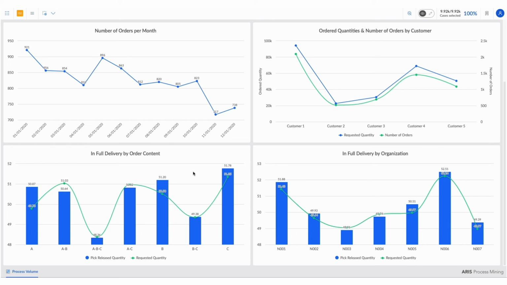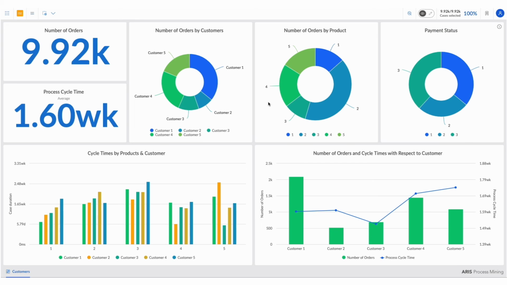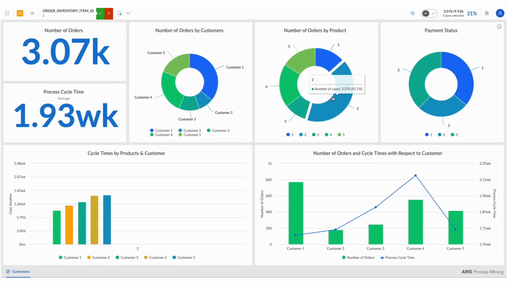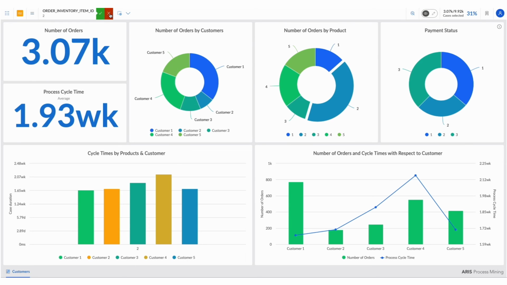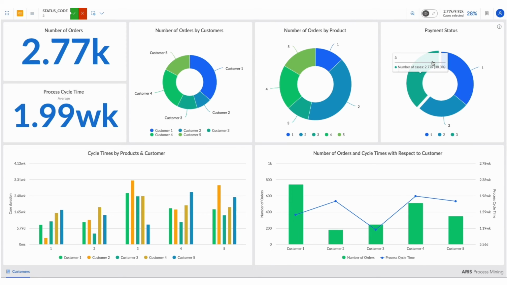The last part of the analysis is customers. This analysis gives insight about our customers. With a quick look, we can see that customer 1 and 4 are our favorite customers, as they have greater share in sales. Also, product 2 is the most demanded product with 41% share in total sales. Let's check the cases in terms of payment status. We can see that process cycle time increases almost 25% if the payments are late.